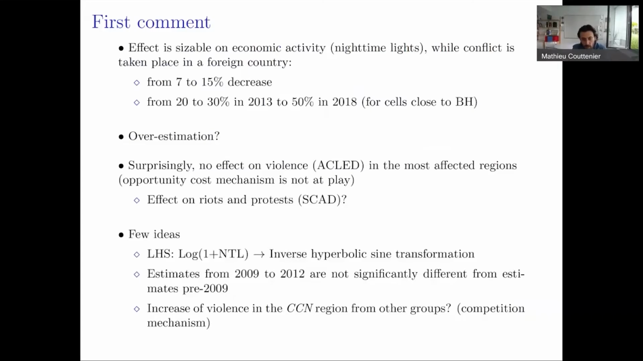The other one is whether we may observe some increase of violence in the Niger, Chad, and Cameroon regions from other groups. If we think about a kind of competition mechanism, there is the rise of violence from Boko Haram, and you may imagine that some groups that were already in place in the regions will also have more fighting activities, and that may potentially explain the large magnitude you find in your estimates.